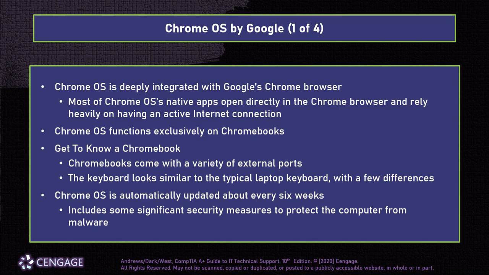The Chromebook has a lot of different external ports, so it plays like a traditional laptop, but it's much, much thinner. The OS gets updated much more rapidly, about every 6 weeks. It includes definitions for malware, things like that. It's an all-in-one kind of package.